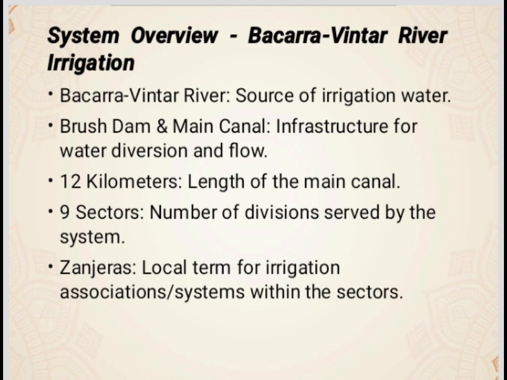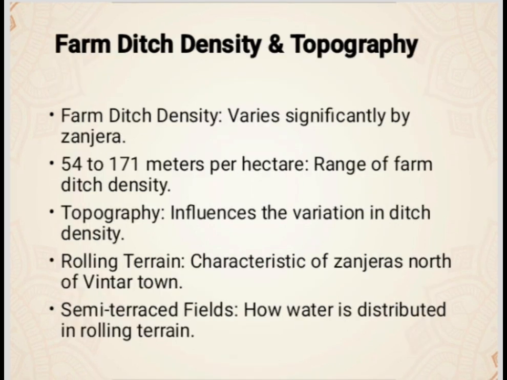So next is farm ditch density and topography. Farm ditch density varies significantly by Zanzara, with a range of 54 to 171 meters per hectare. Topography influences the variation in ditch density. Rolling terrain characterizes the Zanzaras north of Vintar town, with semi-terrace fields, showing how water is distributed in rolling terrain.